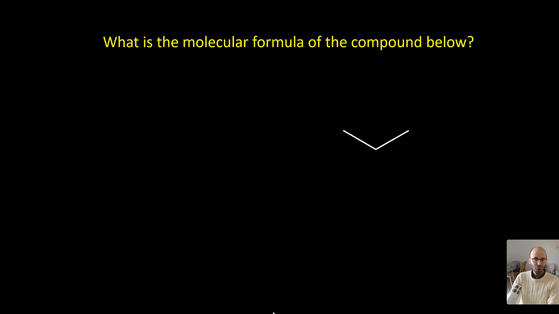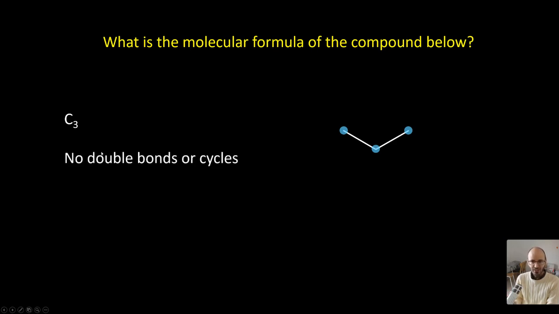Let's start with this one, which is not too difficult, but the key is not to get the answer, it is to learn the method. How many carbons do we have here? We have 3. That's the only thing you have to count. For the hydrogens, you don't have to count. You do it this way. There are no double bonds, no cycles. So the number of hydrogens is 2n plus 2, and therefore that gives you 8. So it's C3H8. You count the carbons, but you calculate the hydrogens.